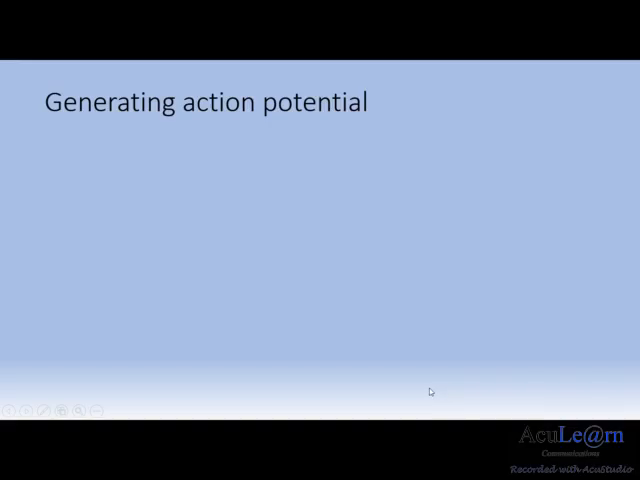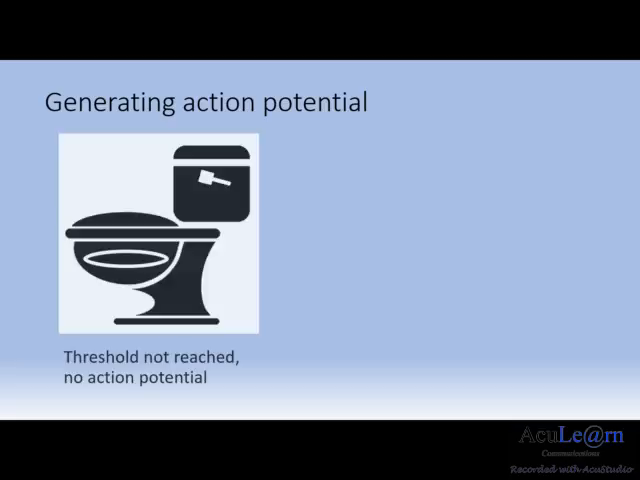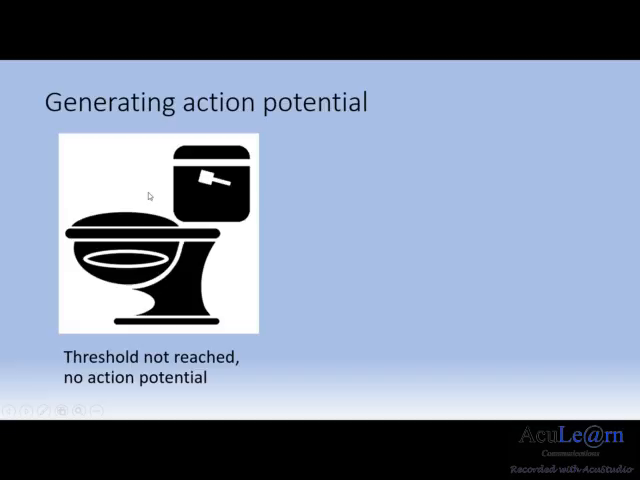This action potential generation can be explained through the analogy of flushing a toilet. Try to imagine yourself trying to flush a toilet. Firstly, you will try to push the lever down to attempt to flush the toilet. If you apply a small amount of force to push the lever down a little, only a small amount of water will flow through, but the toilet will not get flushed. This is similar to applying depolarization to the membrane, whereby the threshold is not reached and no action potential is generated.